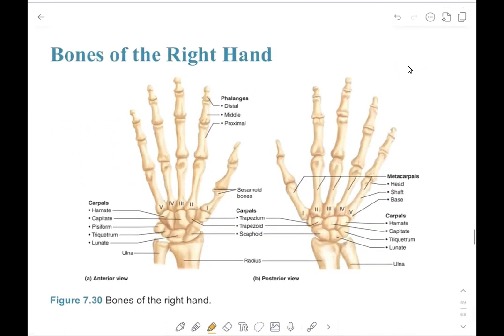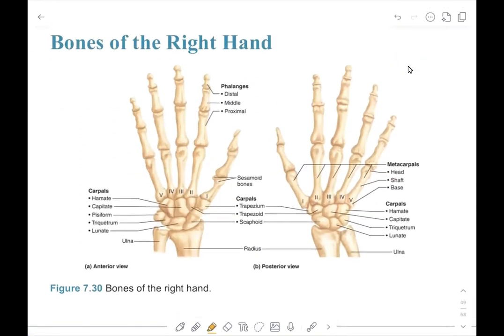So our next slide is going to show us the images of the right hand. And again, you probably don't need to know the carpals, but they are the short bones. Remember that the radius is going to articulate with the thumb.